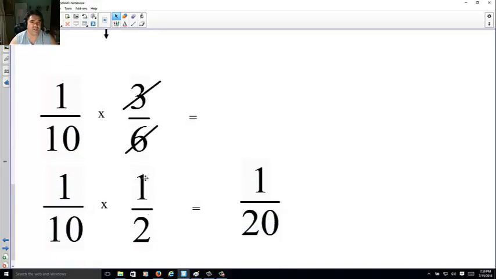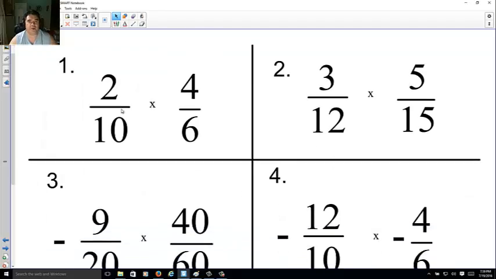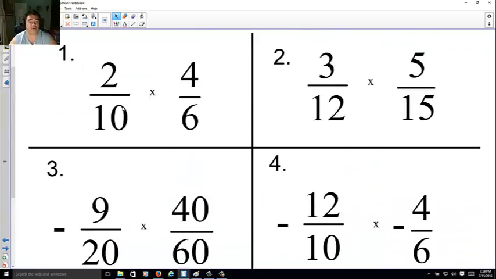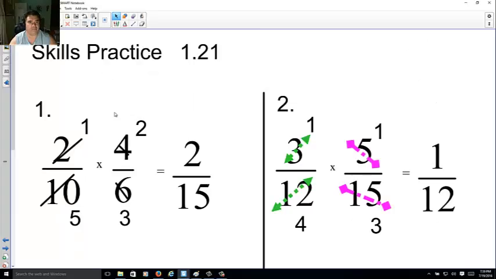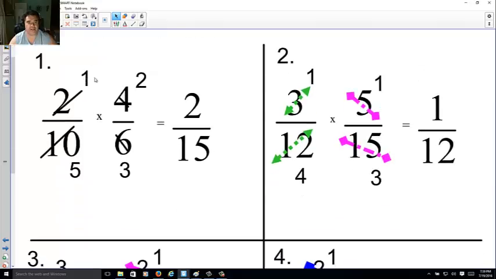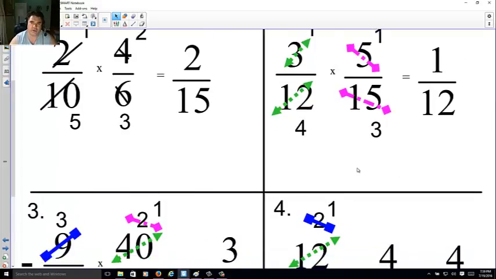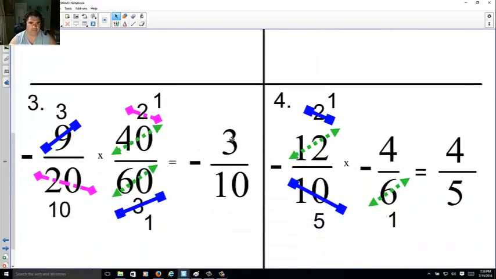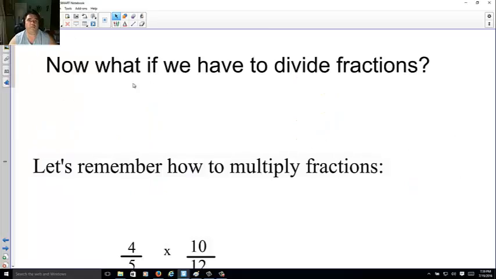I went ahead and divided these two into 1/2, and then 1 times 1 is 1, and 10 times 2 is 20. Hopefully you got it. Skills practice. There's 6 of them again. No, only 4, so go ahead and pause. Let's see how you did. Take a look here. I went ahead and cut these down to 1/5, cut this to 2/3, 2 over 15. Go ahead and just take a look on your own. 1 over 12. Negative 3/10 and 4/5. Hopefully you got all 4 right.